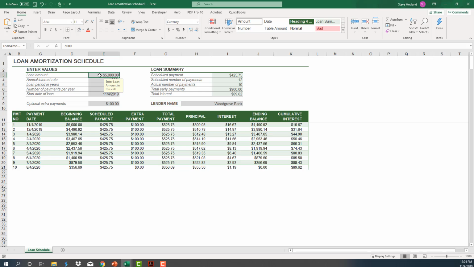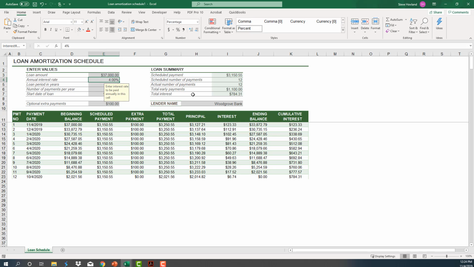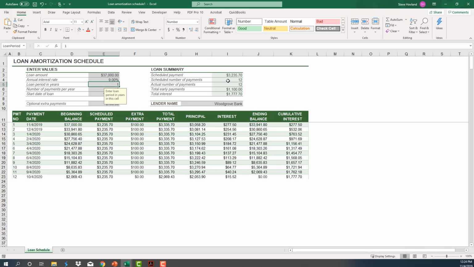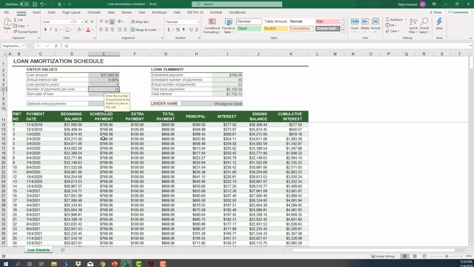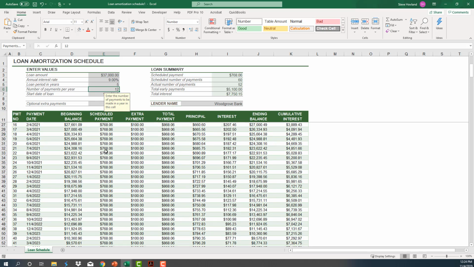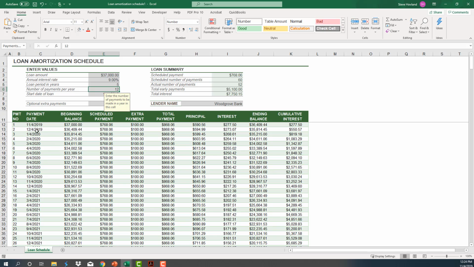So let's just real quickly assume we took out a $37,000 loan and interest rate of 9% and number of payments a year. In this case, right now, it's just calculating 1 year. So this is how much you would pay every month to pay off $37,000 in a year. But let's say it's a 5-year loan. Then it goes and it'll do the calculation for you. And this is, again, what amortization schedules look like.